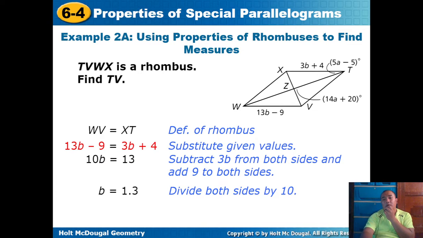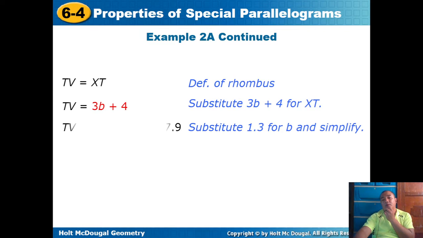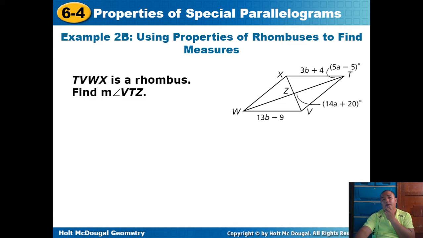So therefore, what's the length of WB or XT? 1.3 times 3 is 3.9 plus 4, 7.9. So 7.9 na rin yung TV. 7.9 yung TV.